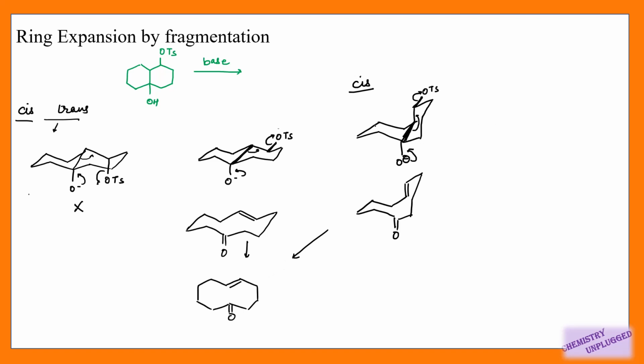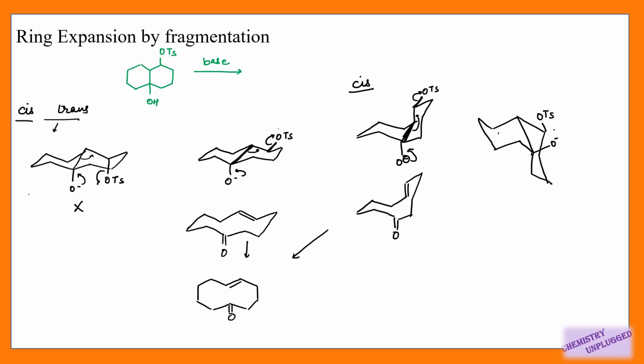The second possibility is ring flipping, and then we will form another type of cis decalin. Suppose one bond is going axial, the other will go equatorial. Because this carbon-carbon bond is axial in nature, O minus will go equatorial. Then the tosylate can be attached in two ways: either axially or equatorially.